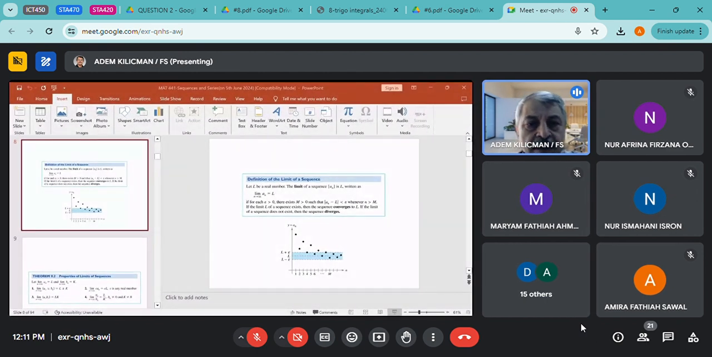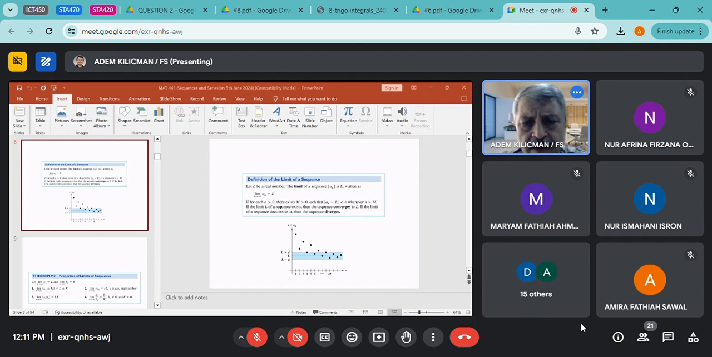For example, we have the sequence. We call L the limit of the sequence, or the sequence converges to the limit L, if for every epsilon there is an m or n. Yesterday I mentioned n actually, but it can be any positive integer, or natural number. So the distance between an and L, the terms of the sequence and L, is very small for all n greater than m.